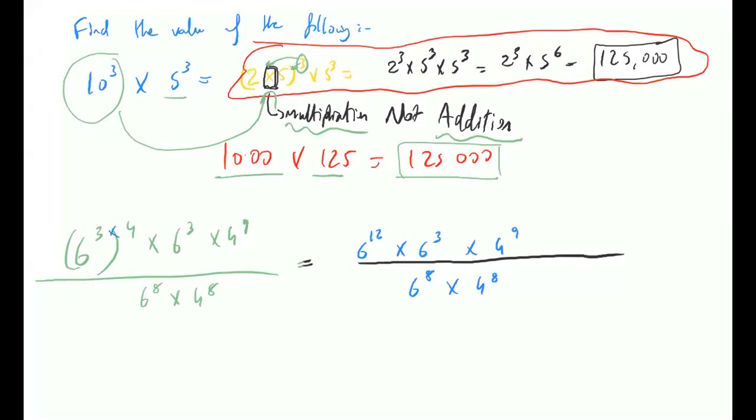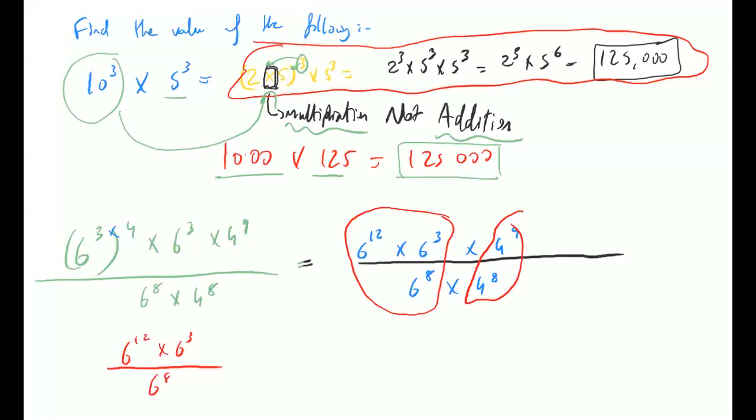So we will group the same base, group them. So 6 power 12 times 6 power 3 over 6 power 8, times 4 power 9 over 4 power 8. Let me get it. 6 power 12 times 6 power 3, that will be 6 power 15.